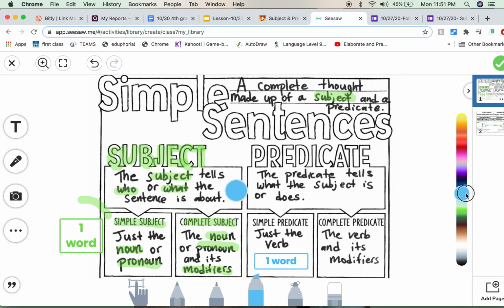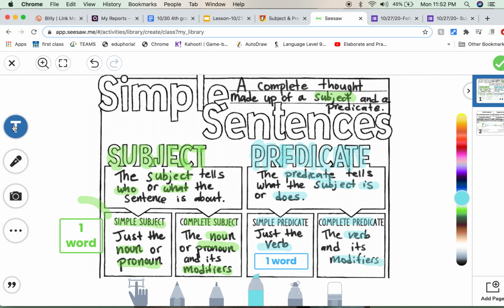Then we're going to get our blue and we have predicate. Predicate tells what the subject is or does, and that's going to be our verb. So we're going to highlight predicate, what the subject is doing or does. The simple predicate is the one word, just the verb. The complete predicate, all of the words. And the verb, its modifiers means all of the words.